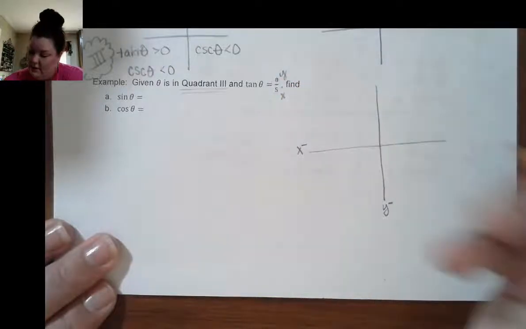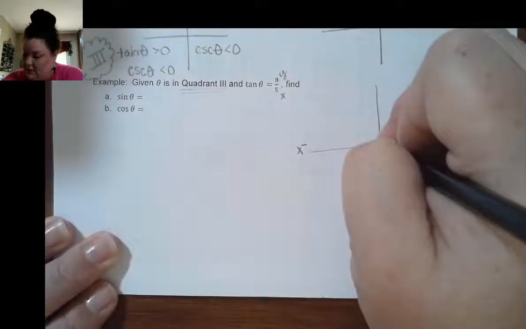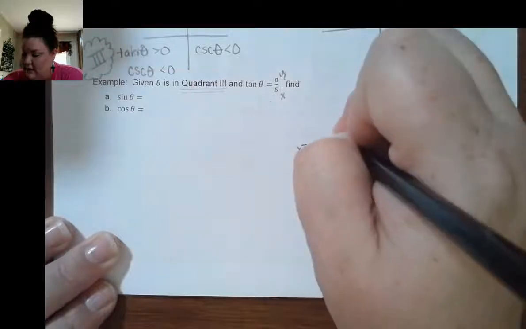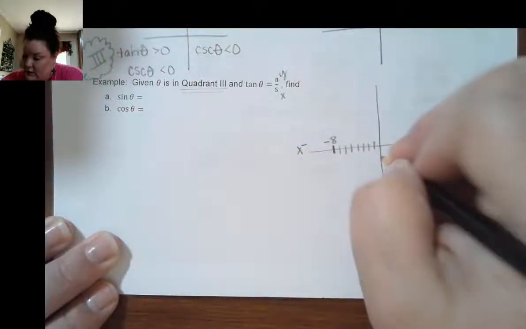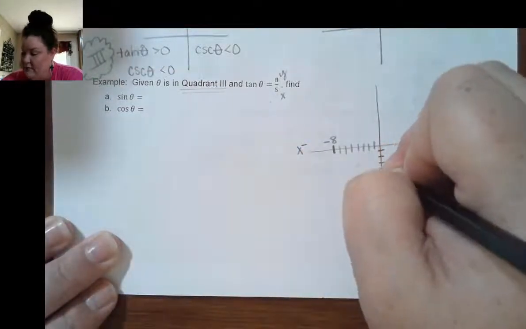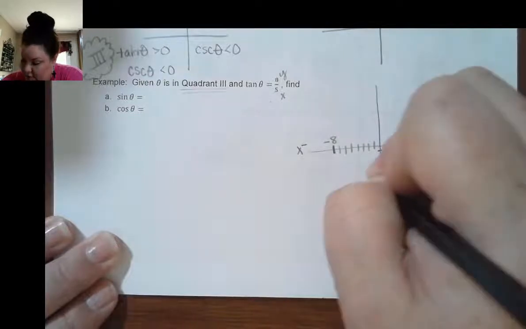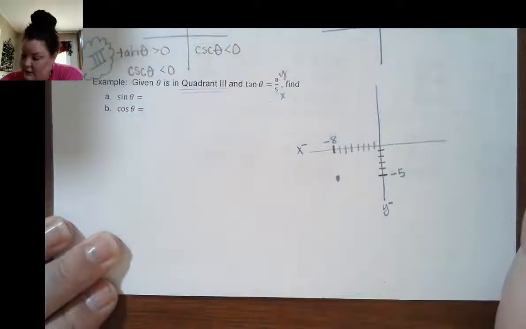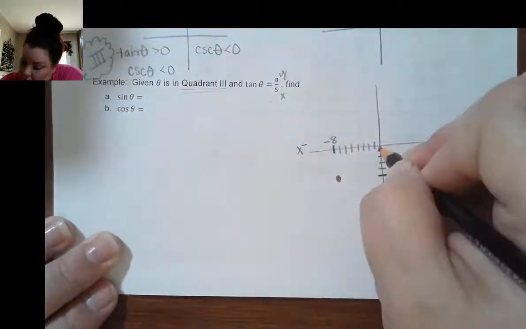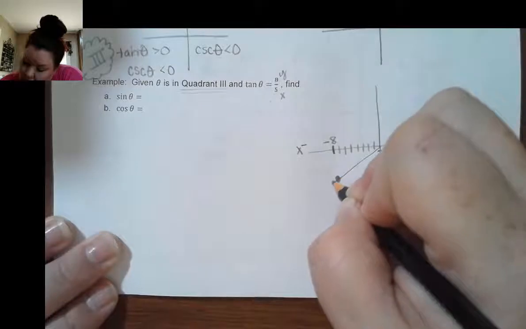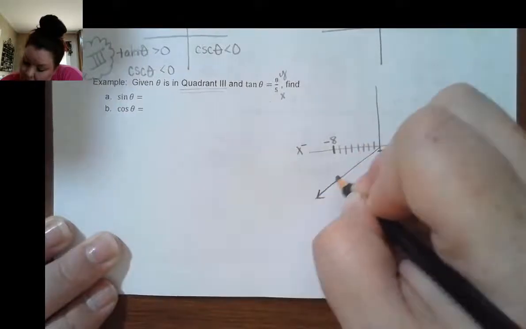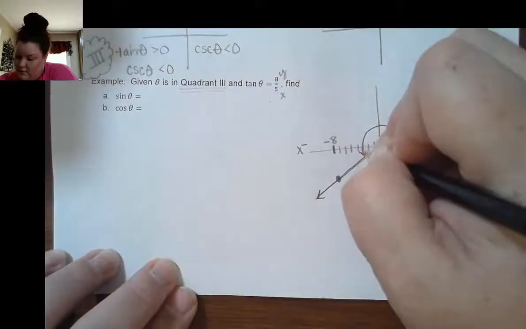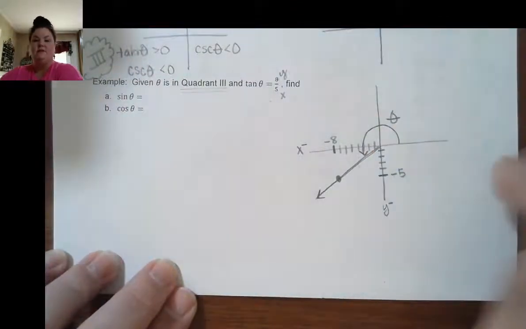So I'm going to go ahead and draw this. 1, 2, 3, 4, 5, 6, 7, 8. So this is -8. 1, 2, 3, 4, 5. So this is -5. Can't really tell if that's straight, but I'm going to go ahead and draw our terminal side. Okay, so this is our angle, theta.